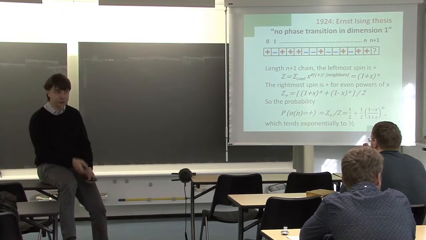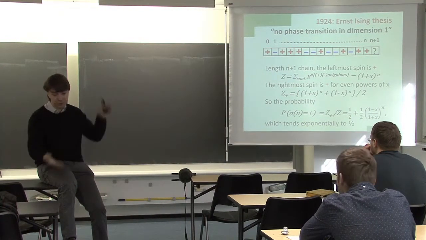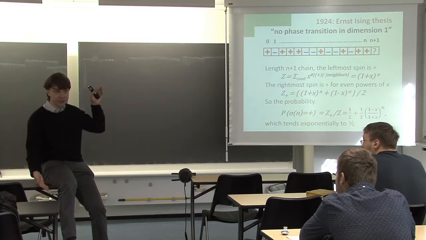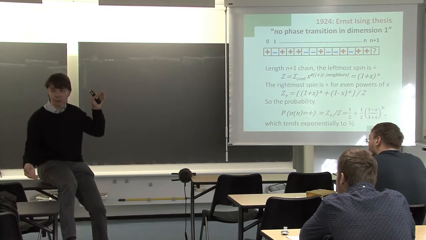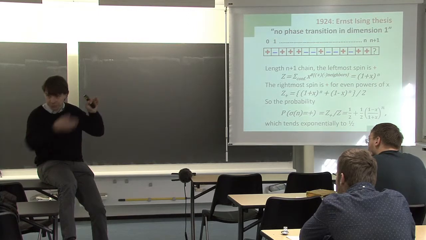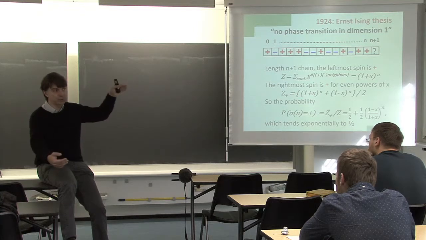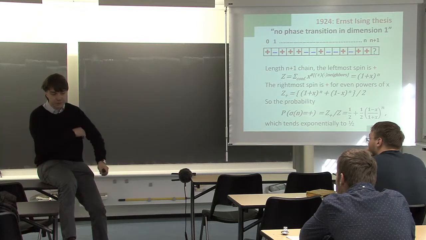But if you have a square of width 100, then there are 2^100 different configurations of spins, which is roughly a million. So you have to deal with matrices million by million, because depending on the configuration of spins, you can reduce the probability of the next configuration. And that becomes very difficult.